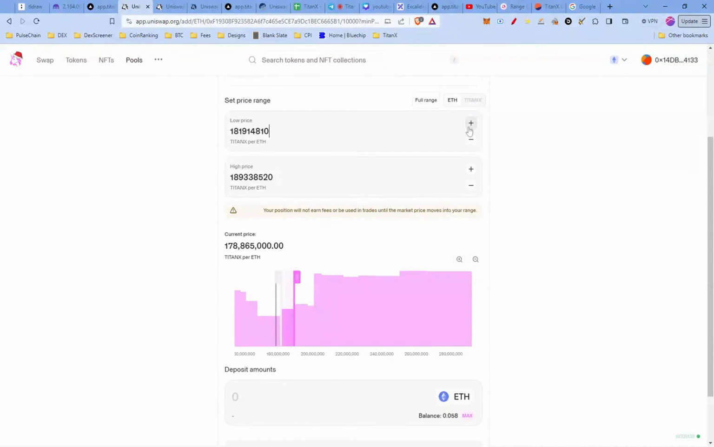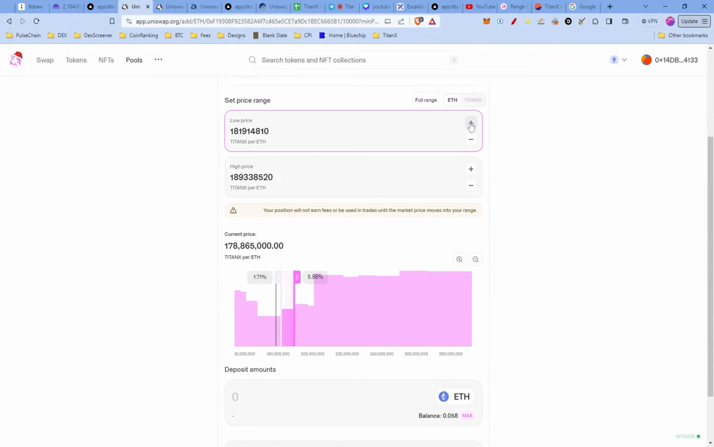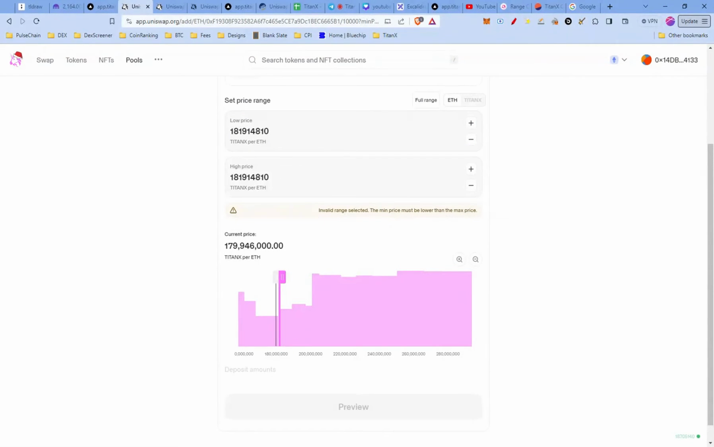So we're going to manipulate it with these two buttons here. Whenever we go under that price, you're going to see that suddenly TitanX also pops up. So now I have to move the price. And as you can see, this is an invalid range. You cannot have the price at the same target. So it has to be a range.